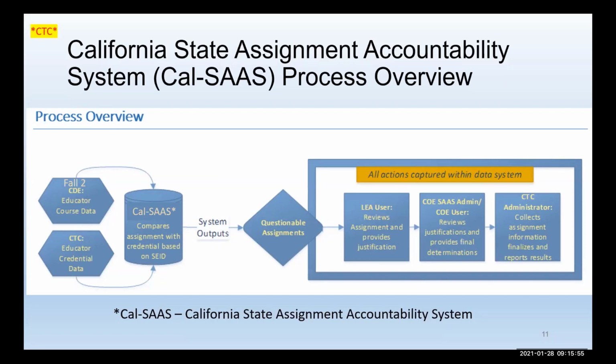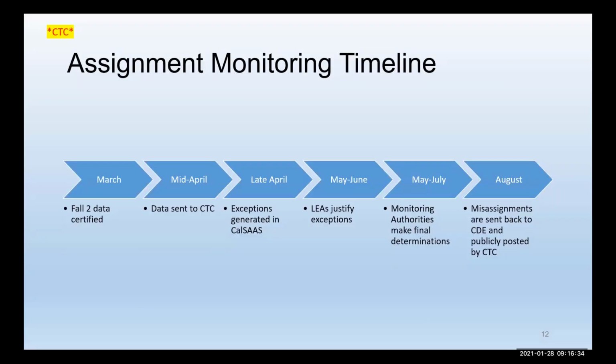After the questionable assignments are identified in CalSAAS, the LEA may review them and provide justification as to why the assignment was identified in the system. The LEA's monitoring authority is then able to review the justification provided by the LEA and either verify it and accept it or investigate it further. Finally, CTC's role is to collect assignment information at the end of the monitoring cycle and then finalize the data for reporting purposes. Displayed here is a general timeline for assignment monitoring.